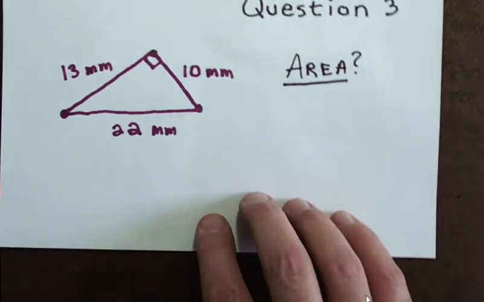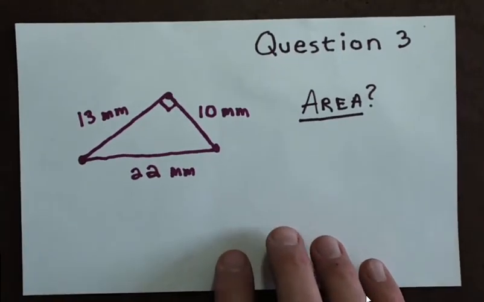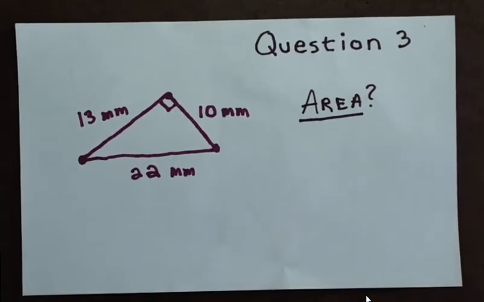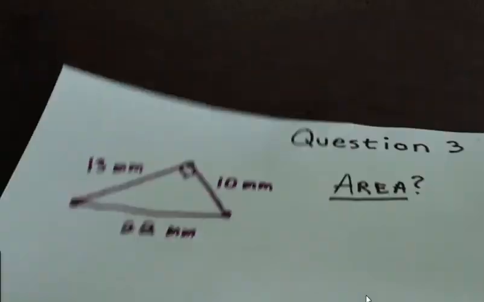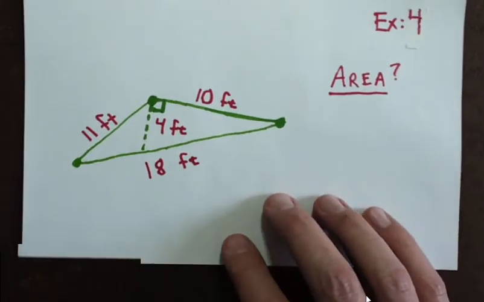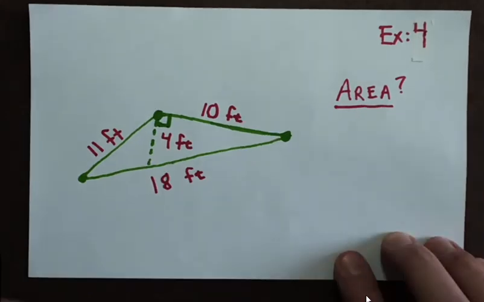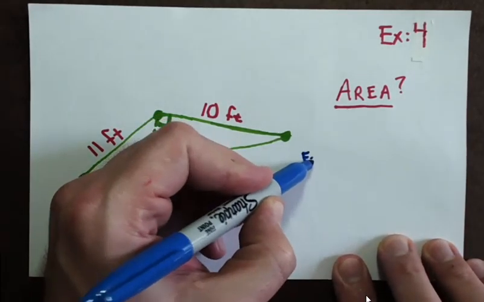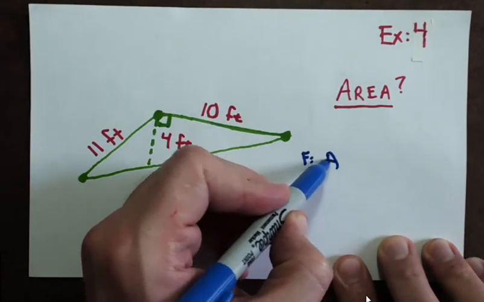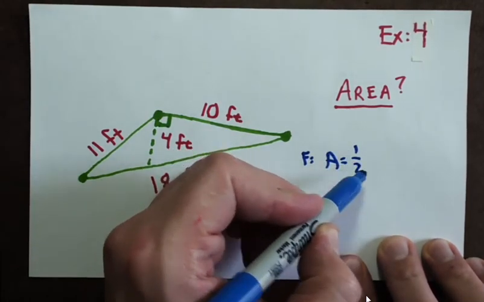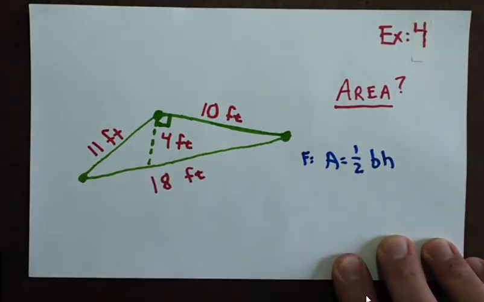And here is example number, or question number 3. Pause the video, answer it. Okay, here is example number 4. Start with our formula. Alright, area equals 1/2 base times height.